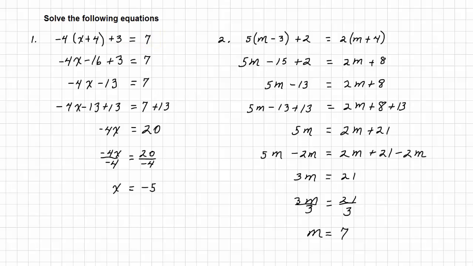In the second equation, you substitute m equals 7 on the left side inside the brackets. You end up with 7 minus 3, which is 4. Multiply that by 5, which is 20, and then you add 2 to get 22. On the right side, substitute 7 inside the brackets. So you end up with 7 plus 4, which is 11, multiplied by 2. And once again, you have 22, so the answer is correct.